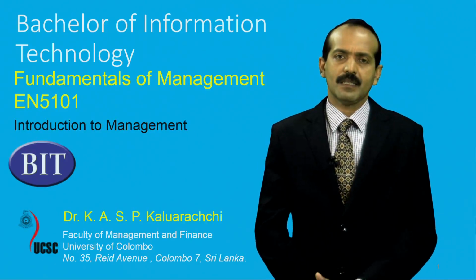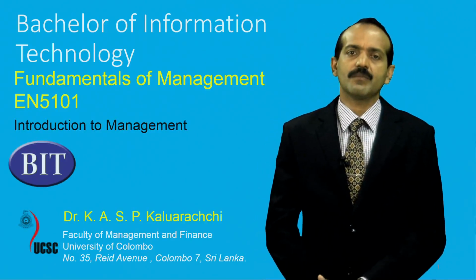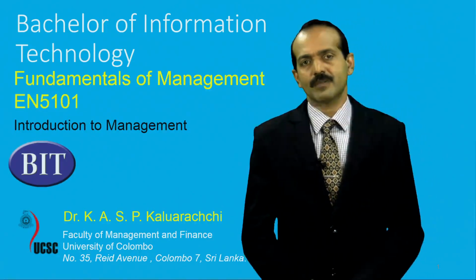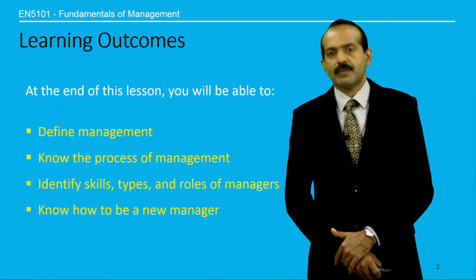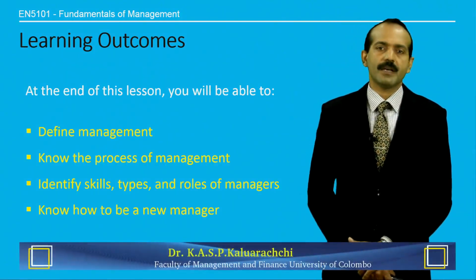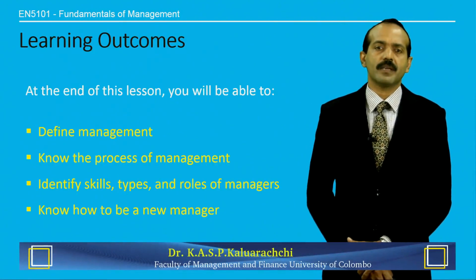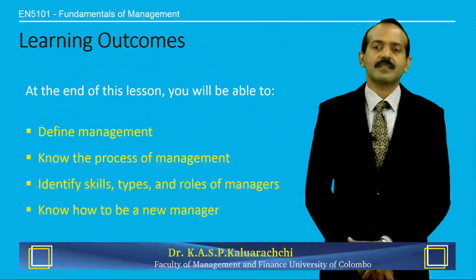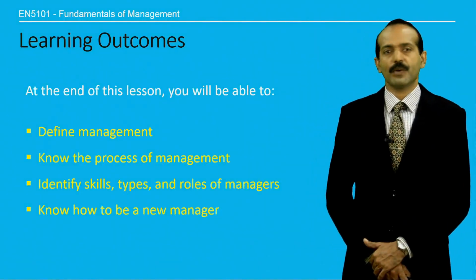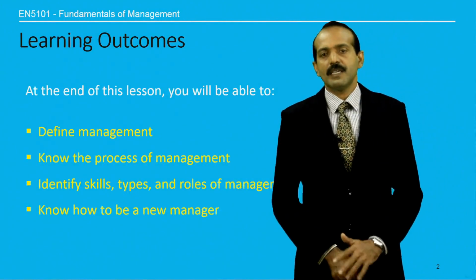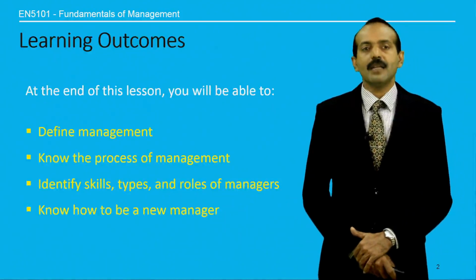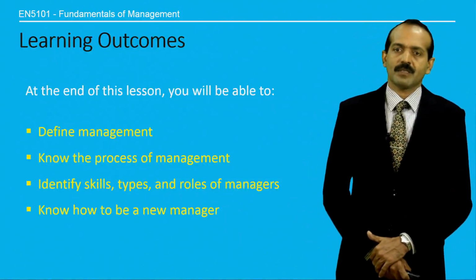Each lesson has learning outcomes. Let's look into the learning outcomes of this first lesson: to define management, to know the process of management, and to identify skills, types and roles of managers. Last, you should be able to know how to be a new manager in this modern business world. That means at the end of this lesson, you all should be able to deal with these learning outcomes, right?